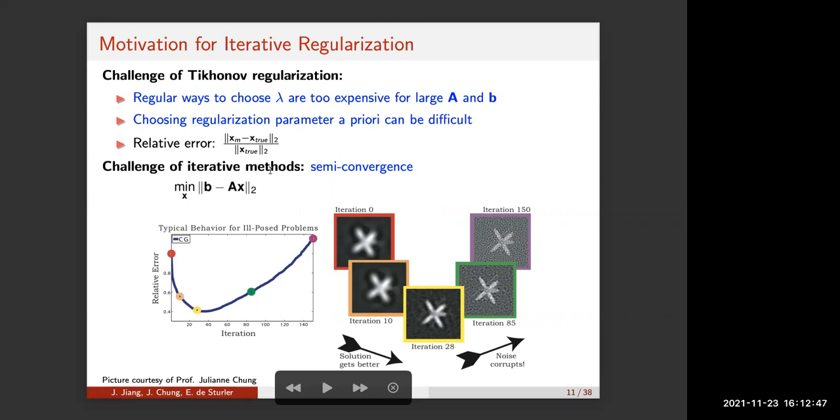The relative error is defined as the difference between the numerical solution and the true solution, scaled by the L2 norm of the true solution. If we check the relative error of the conjugate gradient, we can see this method is semi-convergent, which means the error will decrease at first and then increase again. But in practical problems, since we don't know the true solution, it will be very hard for us to find a good stopping iteration.